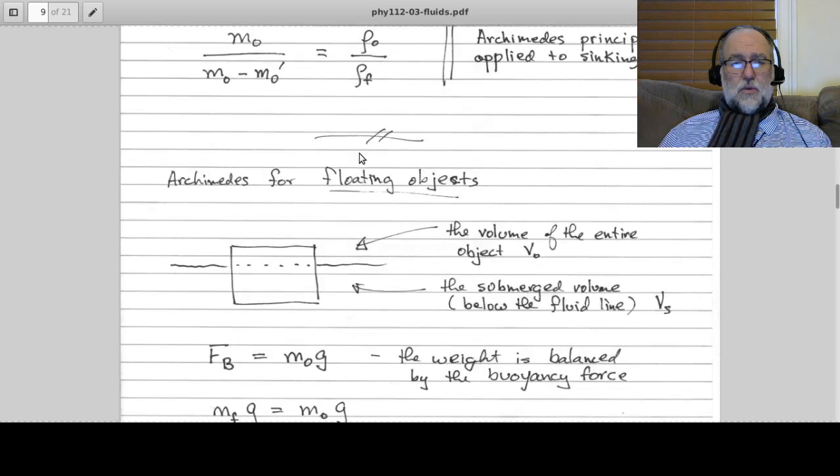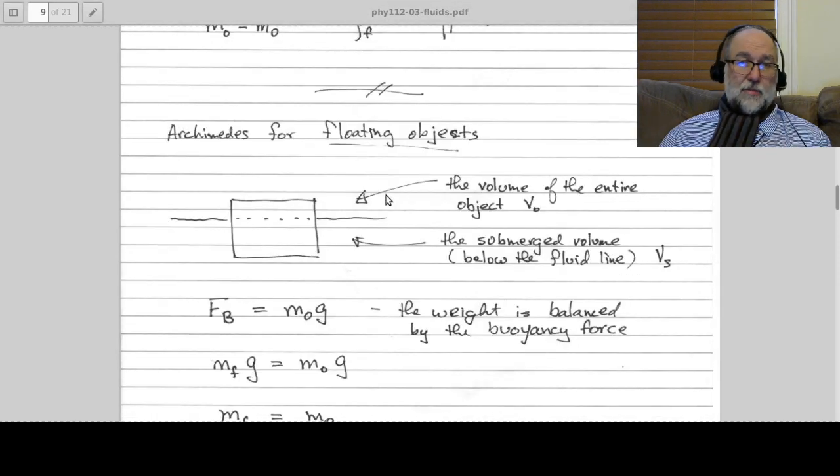But there's also the other situation, which is not for objects that submerge, but for objects that float. And now you're in a little bit of a different situation. So here you can imagine this is the fluid line right here. And here is an object, say wood on water, if you need to picture something in particular. The wood is going to be sticking up a little bit above the water. So there's some volume of the wood which is above the water line, and there's some volume of the wood which is below the water line.